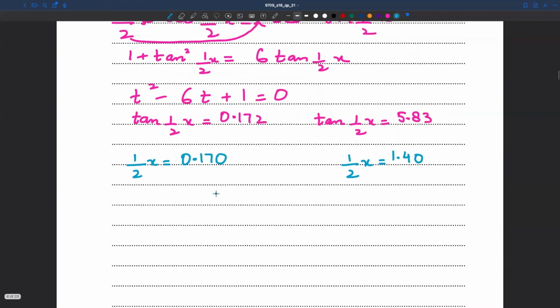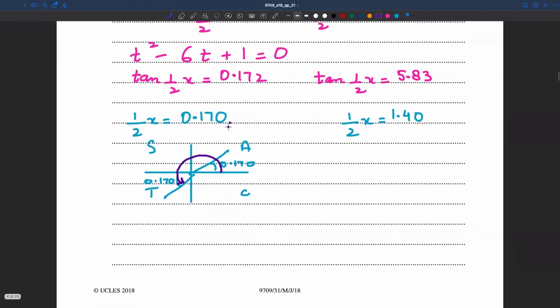Now listen. To make sure that we don't miss out on any angles, I know that tan is positive in this quadrant and this quadrant. So one of the angles is 0.170, the other angle will be pi plus 0.170. However, when I multiply by 2, the value goes beyond pi, so I can ignore this value.